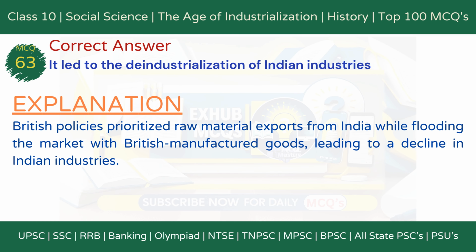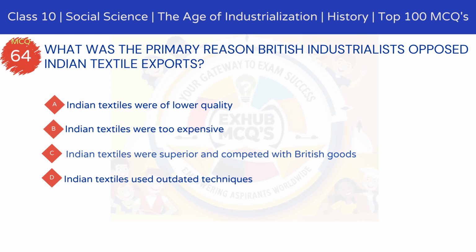The correct answer is option B. It led to the deindustrialization of Indian industries. Explanation: British policies prioritized raw material exports from India while flooding the market with British manufactured goods, leading to a decline in Indian industries. MC 64.